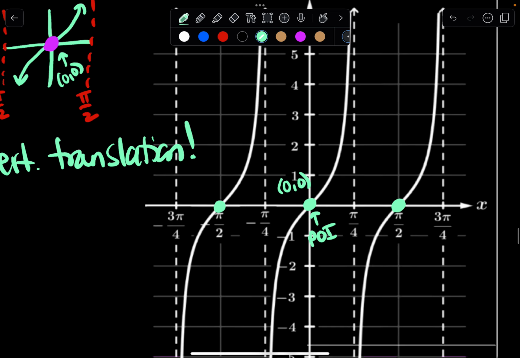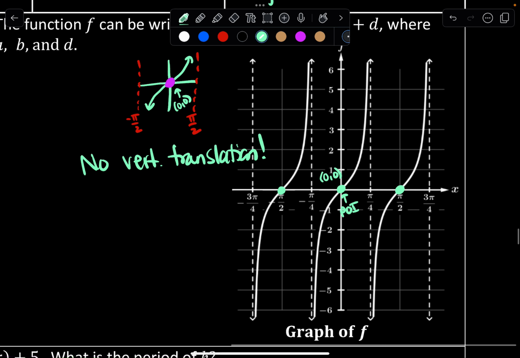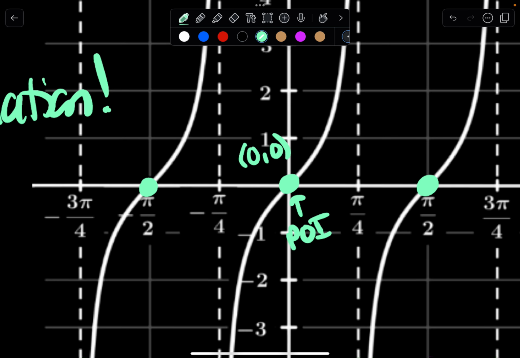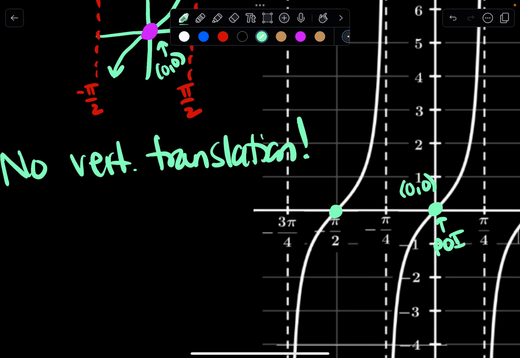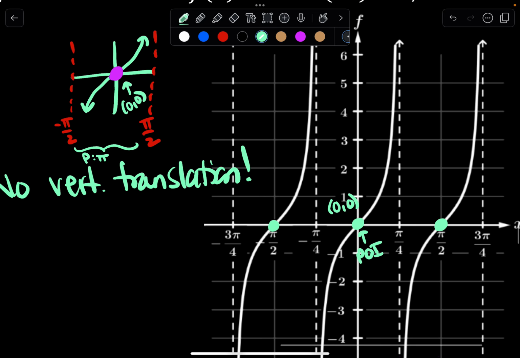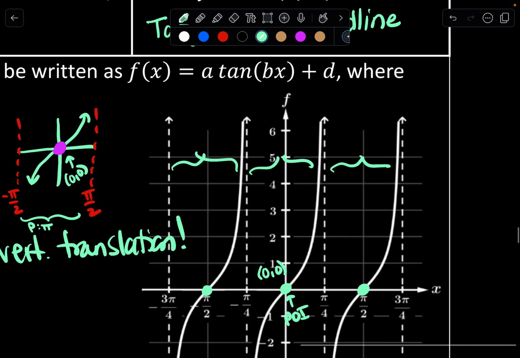So now let's talk about the B value. We need our new period for tangent. The old period for tangent is pi. Okay. So the period or a cycle repeats at the beginning. The beginning of the cycle will repeat at the vertical asymptotes, all right? So we have a cycle here, we have a cycle here, and we have a cycle here. So we're looking at 3 cycles of tangent.